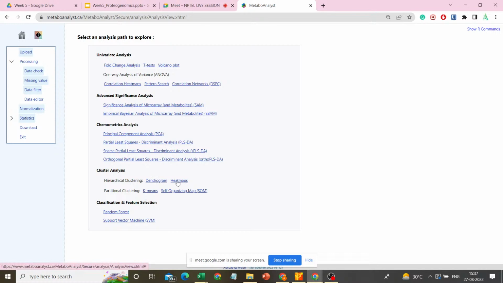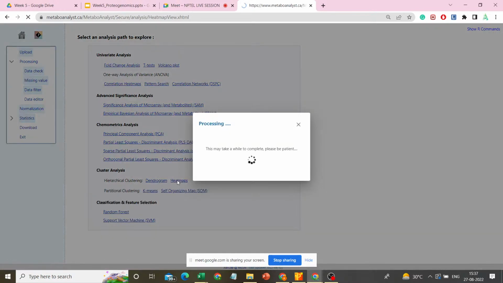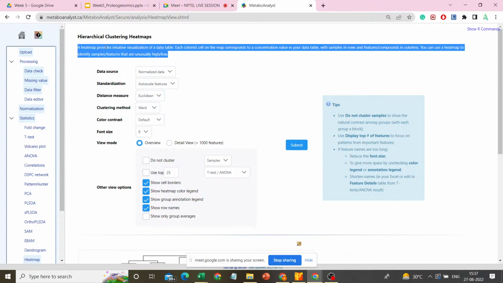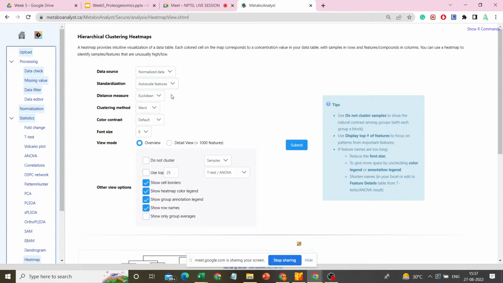Now we will go to the hierarchical clustering. You were giving the data source as the normalized data, and auto scaling the features. For distance metrics, there are different kinds of distance measure, so you will find out the distance. It is hierarchical clustering, so you can read about it. What it will do is measure the distance based on the features and then try to cluster.